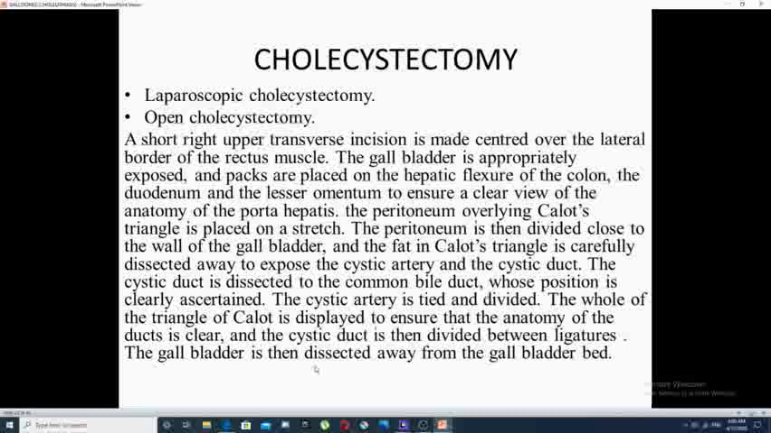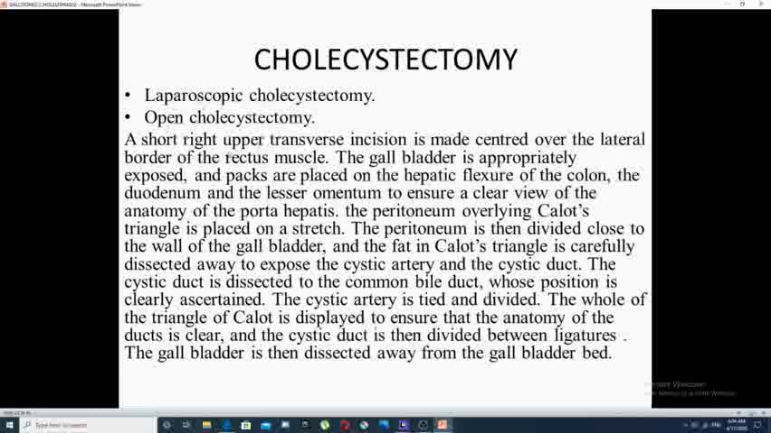Cholecystectomy is a surgical operation that includes removal of the gallbladder. It can be done by two methods: the minimally invasive method, laparoscopic cholecystectomy, or open surgery by open cholecystectomy.